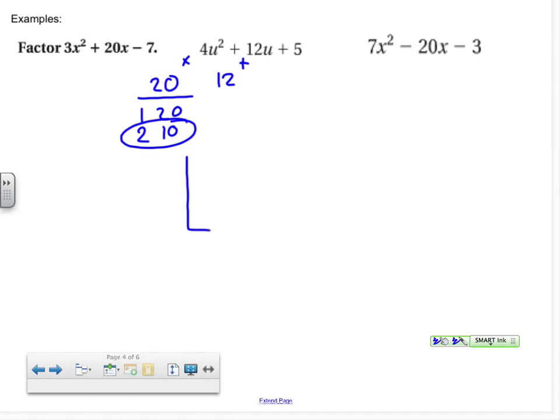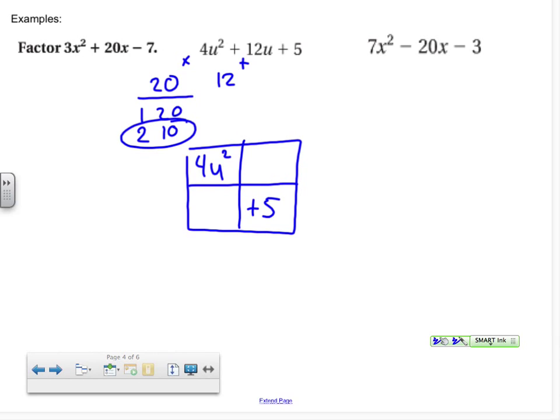So in my box, my first term is 4, in this case, u squared. My last box is 5. And then my 2 middle boxes are going to come from here, 2u and 10u. Then we're going to look across. What do we have in common when we go across? 2u and 5 have nothing in common, so that's a 1. 4u squared and 10u, they have a u in common. The greatest factor that 4 and 10 have in common is 2.